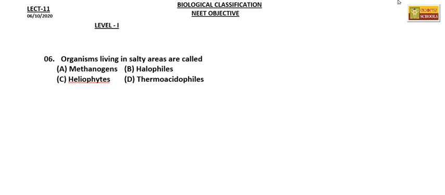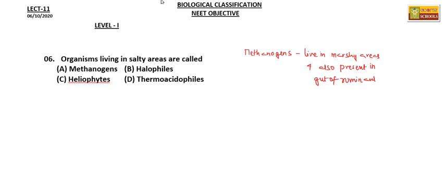Next question, organisms living in salty areas are called. The methanogens are bacteria that live in marshy areas and are also present in the gut of ruminant animals. Coming to halophiles, these are the bacteria that live in salty areas.